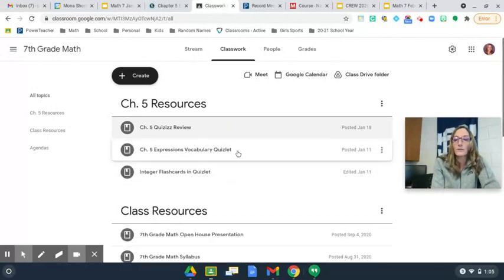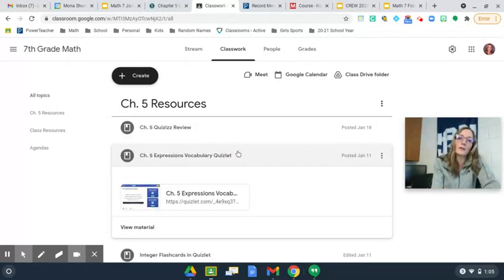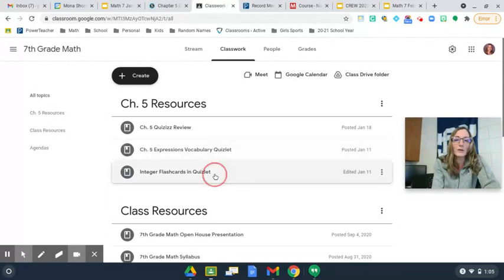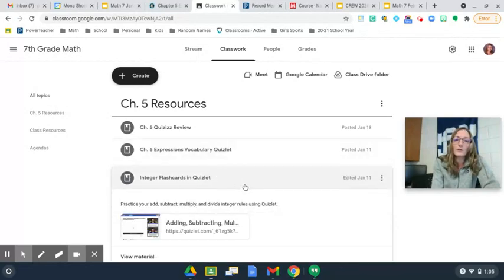You have this vocabulary Quizlet because you've seen vocabulary in each of your quick checks, and you'll see it today on the practice test and test. So you should be able to open this Quizlet and practice some of that vocabulary. And as well, integer flashcards. These are great if you're still lacking the skill on your integers with add, subtract, multiply, divide. This is a great flashcard activity to go through and practice your rules.